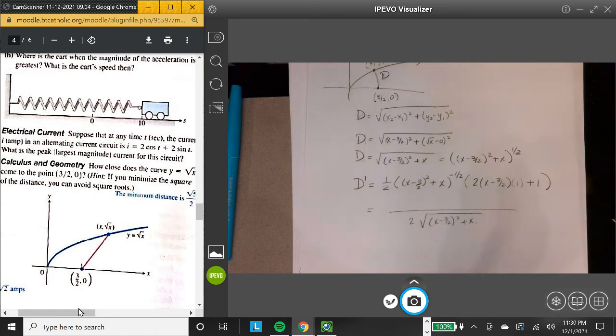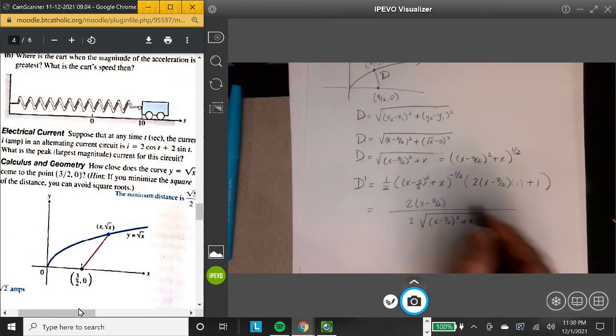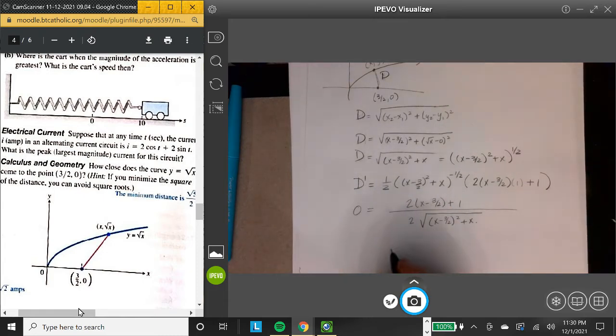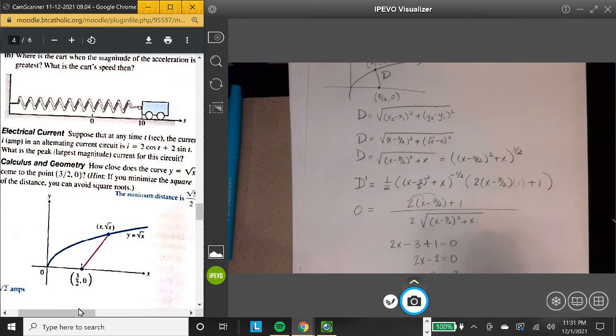And we know the distance is not going to be 0. And then I get in the numerator 2 times x minus 3/2 plus 1. And I'm going to set this equal to 0. So when the numerator is 0, it's going to be 2x minus, I'm going to distribute this, and we get 2x minus 3 plus 1 equals 0. So that's going to be 2x minus 2 equals 0. 2x equals 2, x equals 1. So the point's going to be 1, 1.